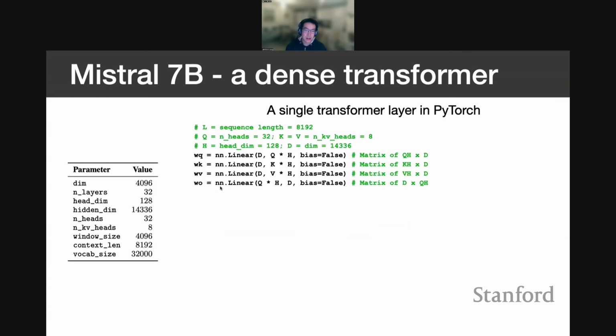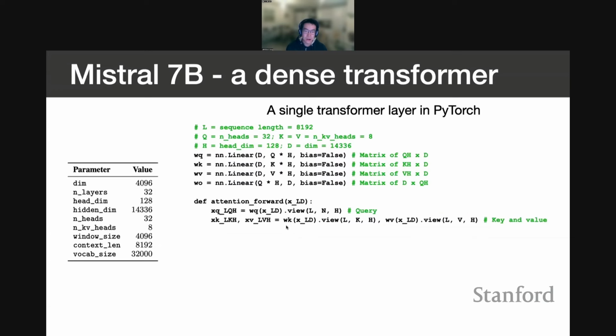Note that the output matrix has the same dimensions as the transpose of the query matrix. In order to write an attention forward layer, let's assume that our input X has the dimension L times D, where L is the sequence length and D is the latent dimension. You first want to use these matrices to find what your query, key, and values are.